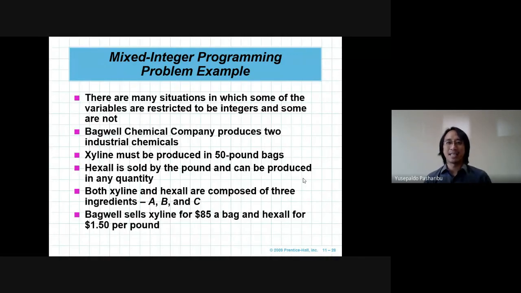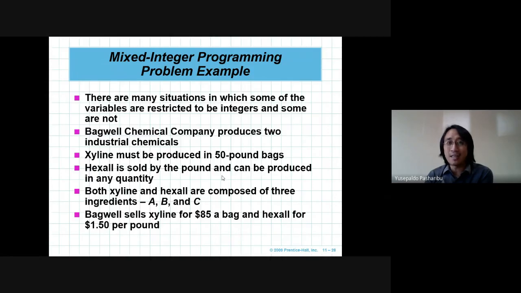Buckwell Chemical Company is a company that produces two industrial chemicals. The first one is called xylene. Xylene must be produced in 50-pound bags. And the second product is hexal. Hexal is sold by the pound and can be produced in any quantity. So one result must be in integer and the other one is in real. Which one is in integer?